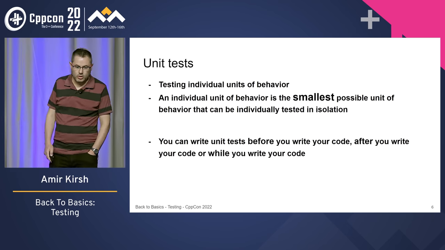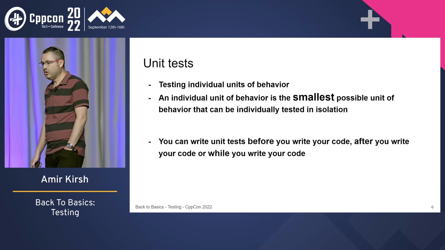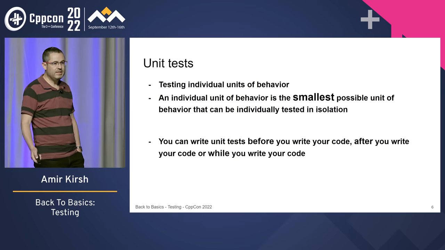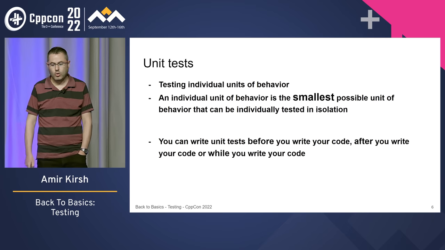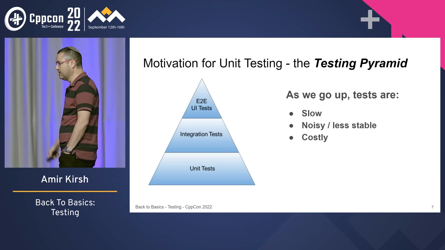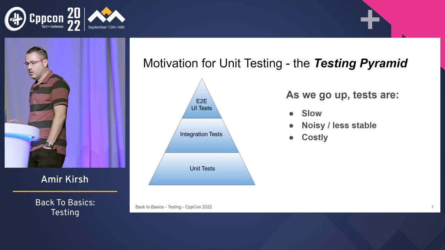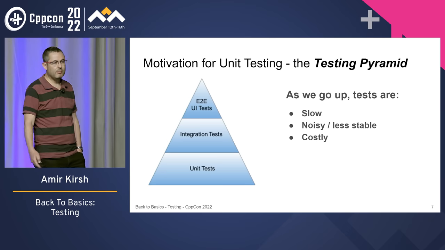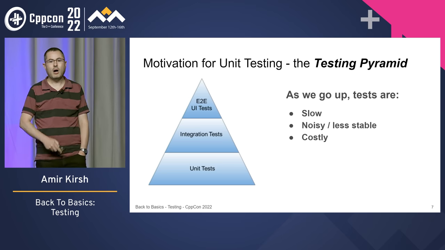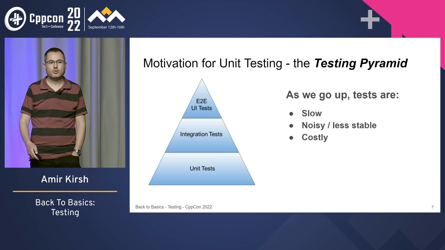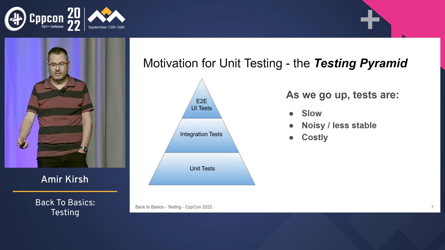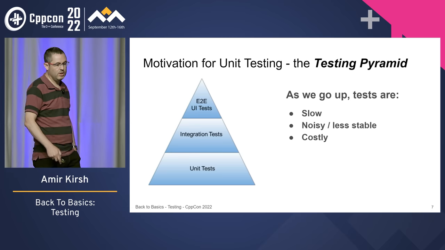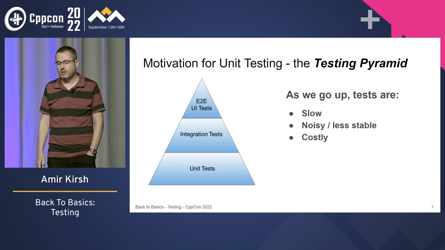So unit tests are testing individual units of behavior, the smallest possible unit, and you can write unit tests before you write the code, which is called TDD, test-driven development, or after you write the code, or while you write the code. The motivation for unit testing goes with this testing pyramid, which says that as you go up, things would be slower. The tests themselves would take more time. It would be harder to write the test. It would be harder to maintain the test. More noise. They are less stable. And it is more costly. So having good coverage of our software at the lower level is, of course, something valuable.